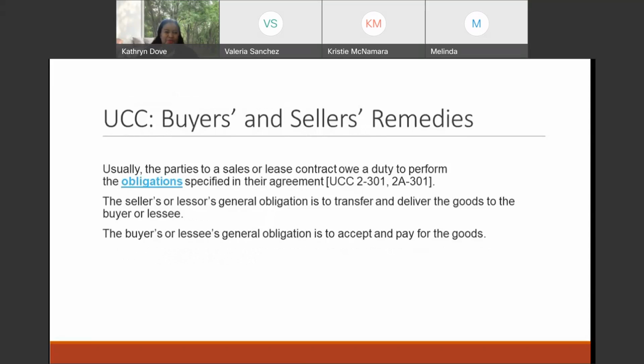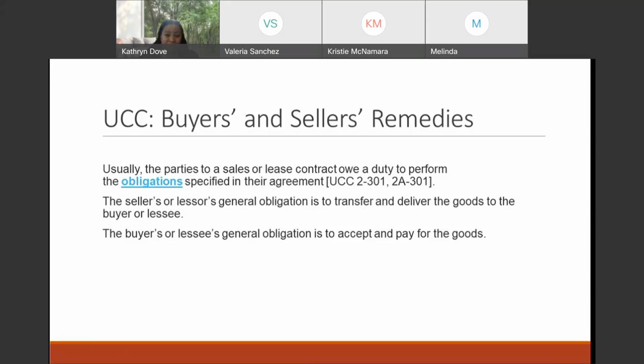Let's talk about some of those remedies. So again, before we do though, I just want to clarify that we're talking about contracts for the sale of goods. Let's look at something that is not a contract for the sale of goods. For example, if your mom hires Britney Spears to sing at your birthday party, or if your mom hires Alicia Keys to perform at a New Year's Eve party, that is a personal service contract. There is not a sale of goods involved.